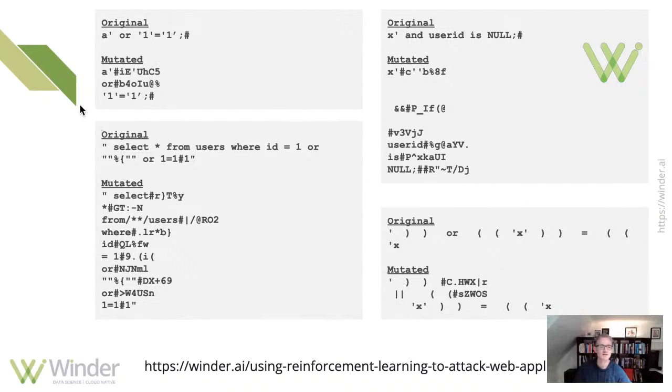The mutated equivalents are basically the result after running the seed query through this loop a few times so that it's mutated the query. And this was the final query that actually made it past the WAF. So you can see here that it's added some comments, some random characters, some new lines, and that was enough to get it past this particular WAF.